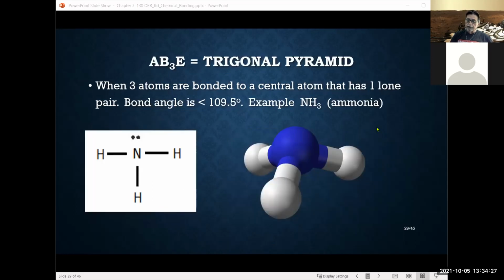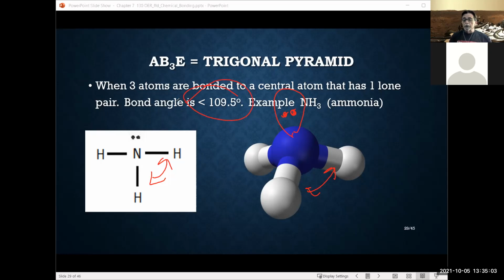We've done ammonia. Here's the formula, space-filling model, and structure of ammonia. We have the lone pair sitting up here. They take up a lot of space, so that bond angle gets reduced. If this was tetrahedral, the bond angle would be 109.5, but because of the lone pair taking up space, it's squishing those other angles in, and we have a bond angle less than 109.5.